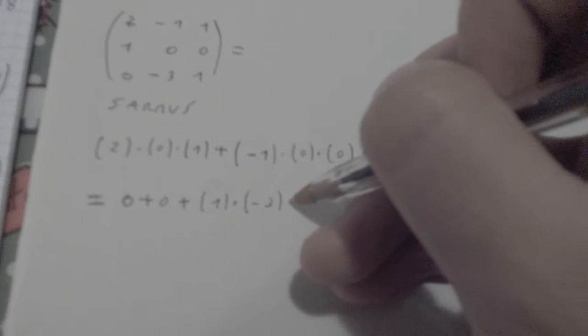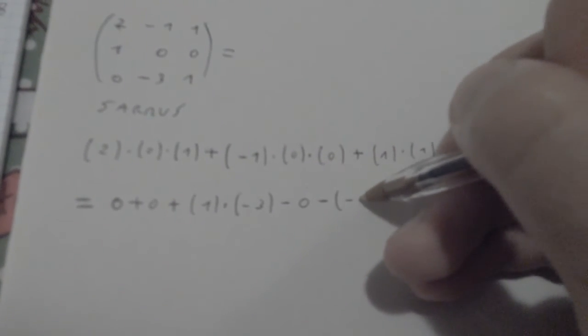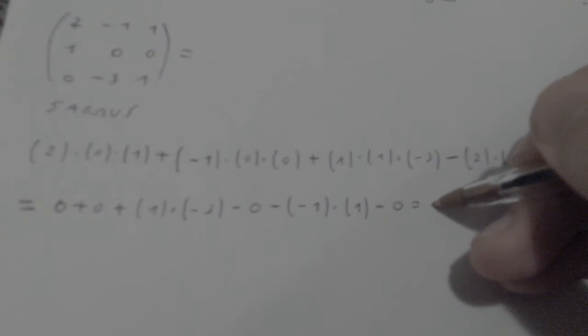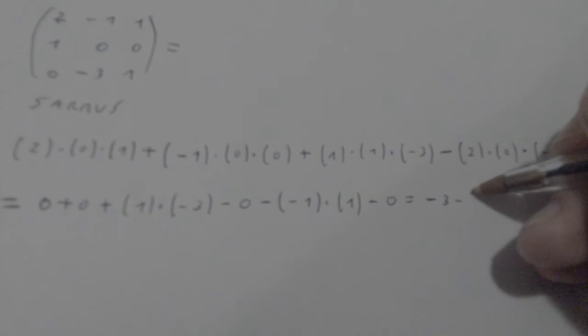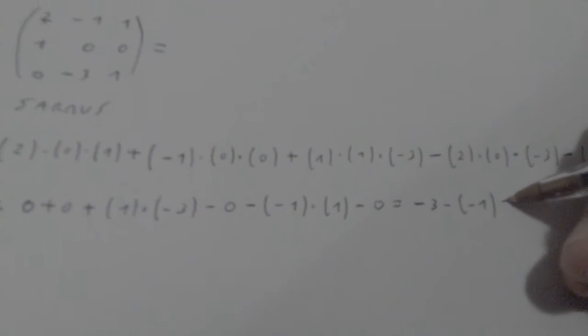So all of this is basically going to be, well, let's see what we have here. 0 times 0 plus 0 plus 1 times negative 3 minus 0 minus negative 1 times 1 minus 0 equals negative 3 minus negative 1, which again is negative 3 plus 1, which is negative 2. So the determinant is negative 2.